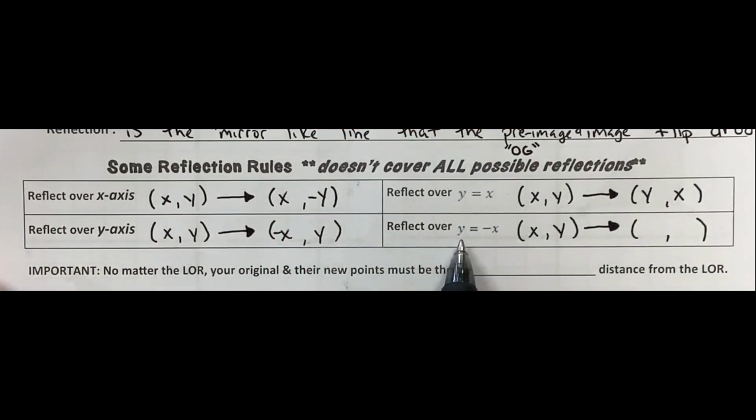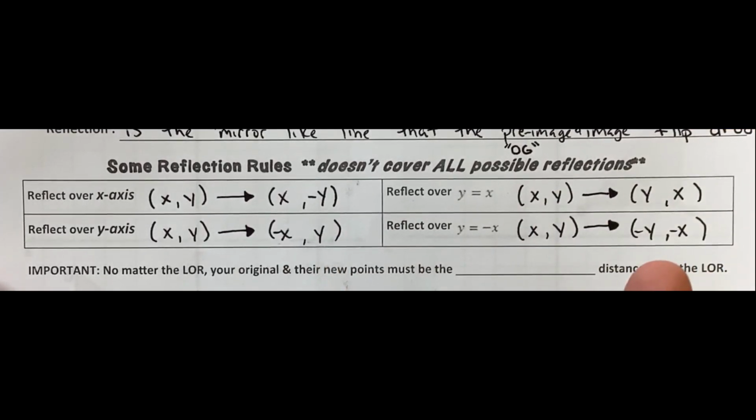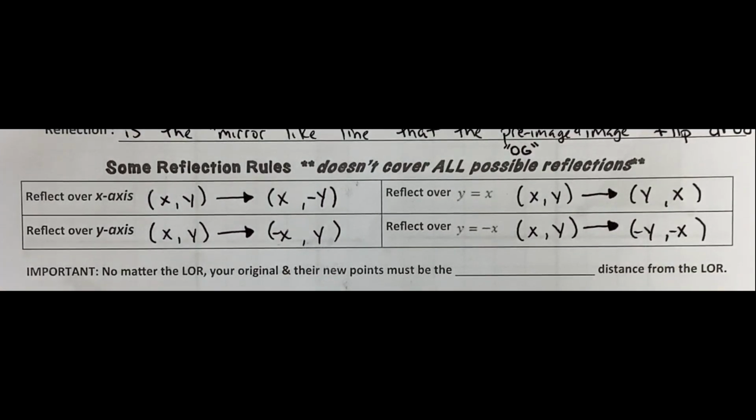If you're reflecting over the line y equals negative x, and you have a point x comma y, you're going to change the positions of your x and y and take the opposites. So your x value and y value switch spots, and you're going to take the opposites of both. So if they are negative, you make it positive. If they are positive, make it negative for each one separately. And those are the rules.